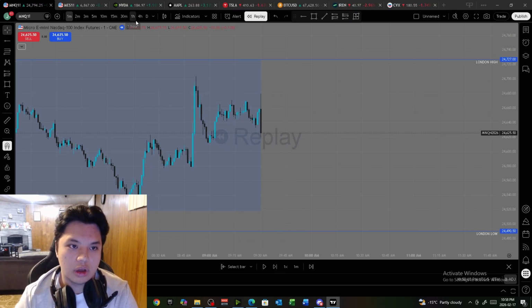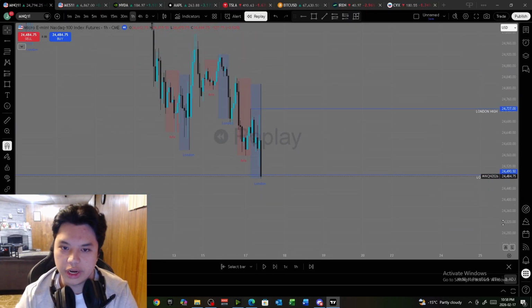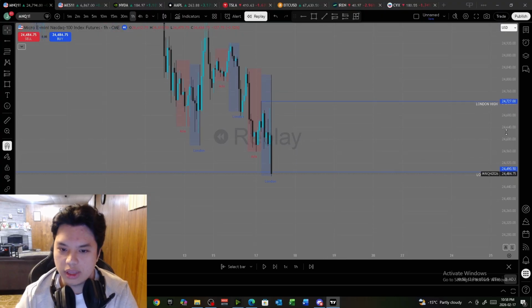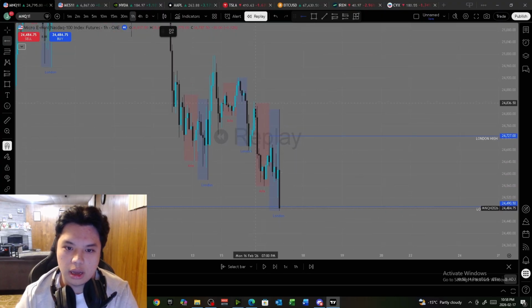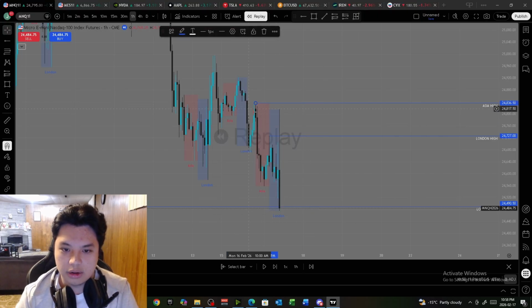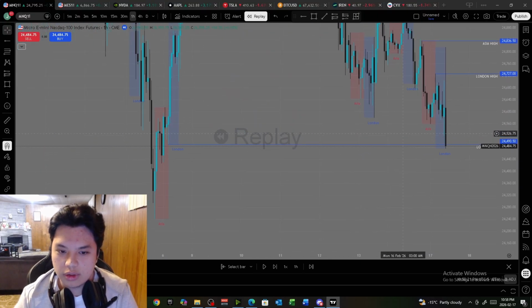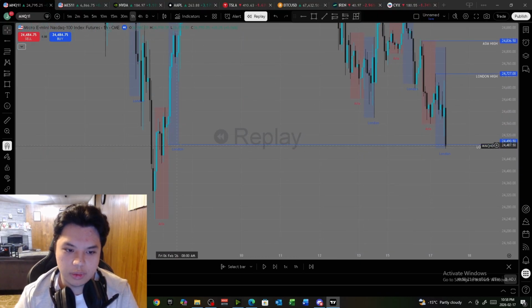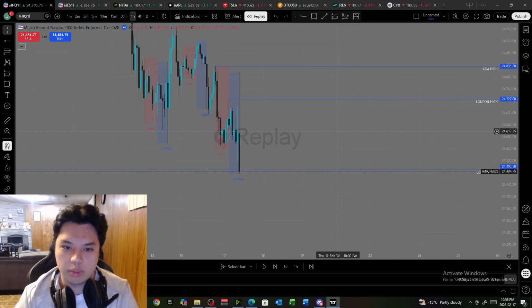So, first of all, for the draws on liquidity, let's go through that. I'm on the hourly time frame here. So we have this Asia high here. So let's mark that out so we could possibly come and take that out. And then we also have this previous week London low here. So I marked that out previously. So it looks like those two are going to be our draws for this morning.